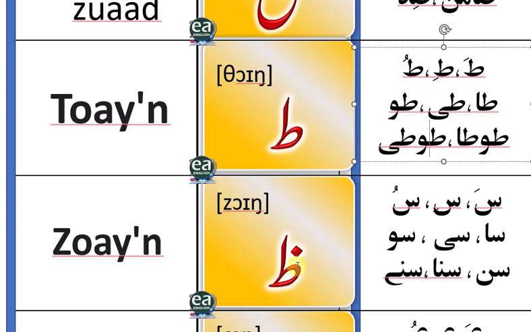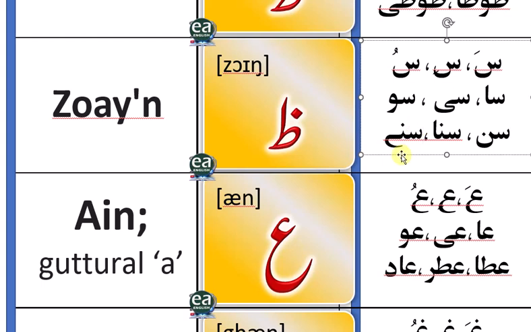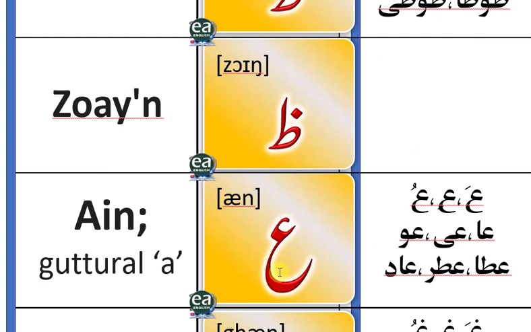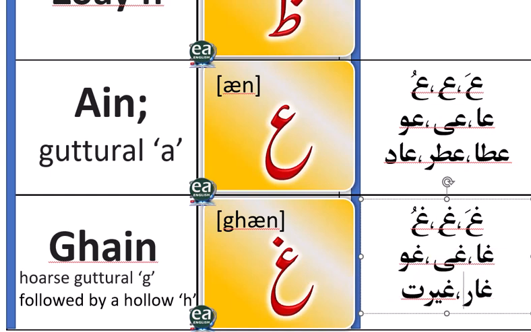Okay. This is z, z, z. This is ain, a, a, a. Ghain, g, g, g. Ghain alif ga. And re. Ghain alif ga re gar.